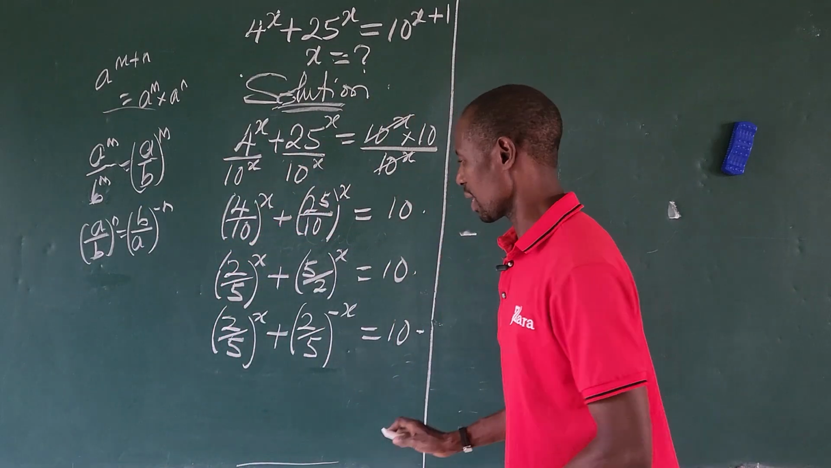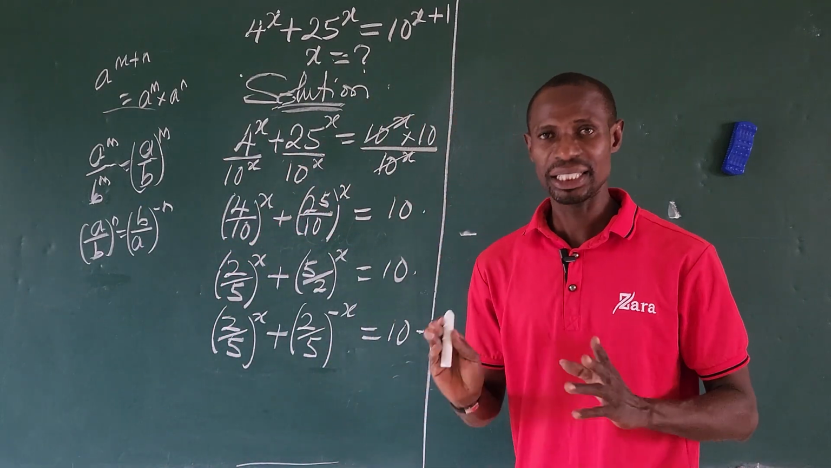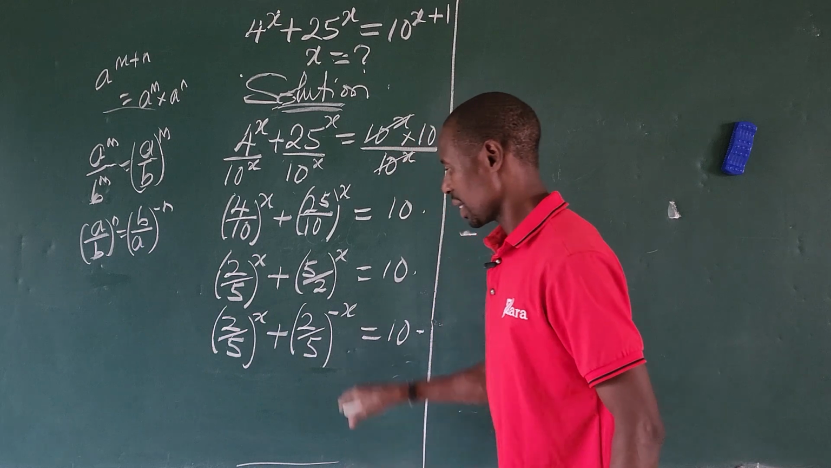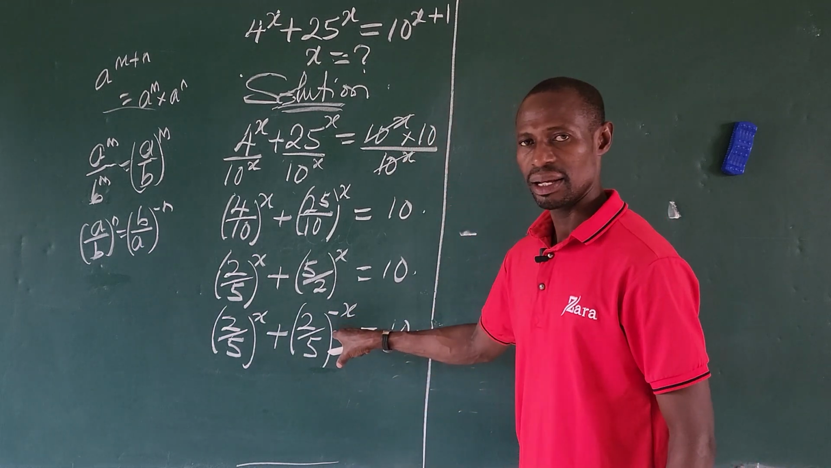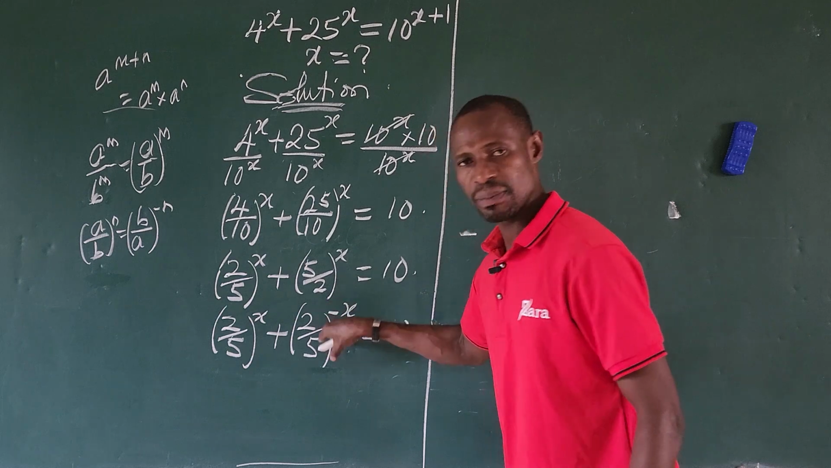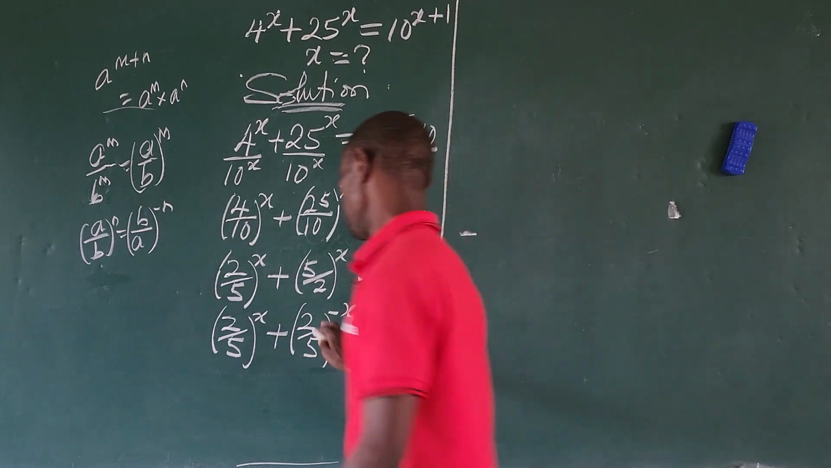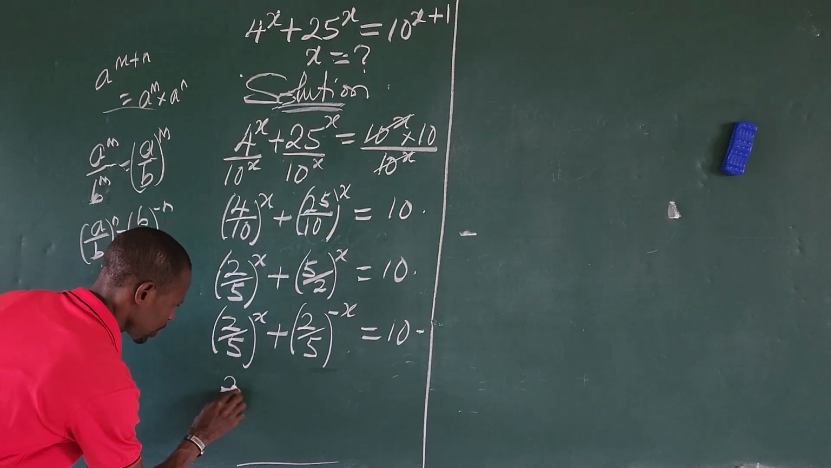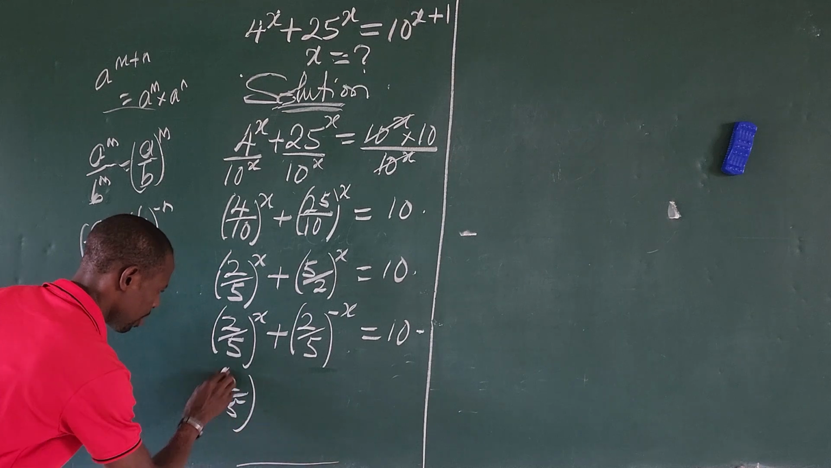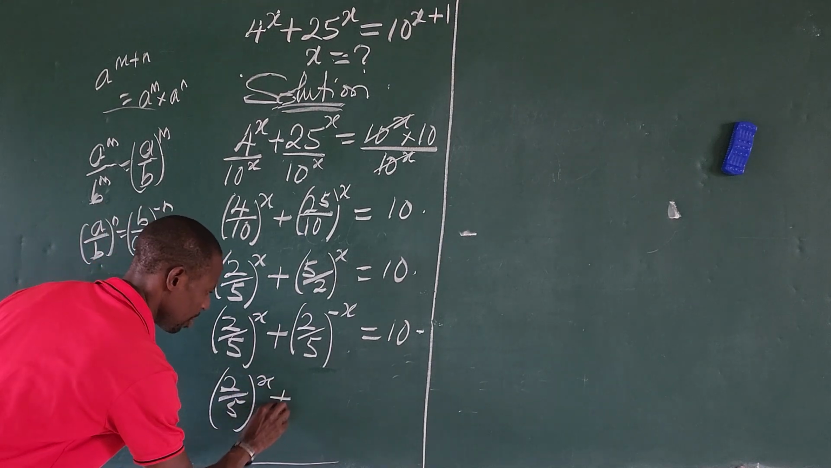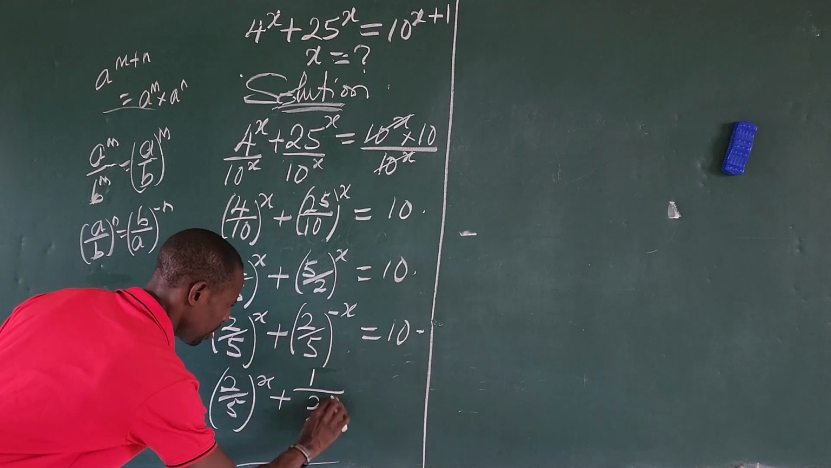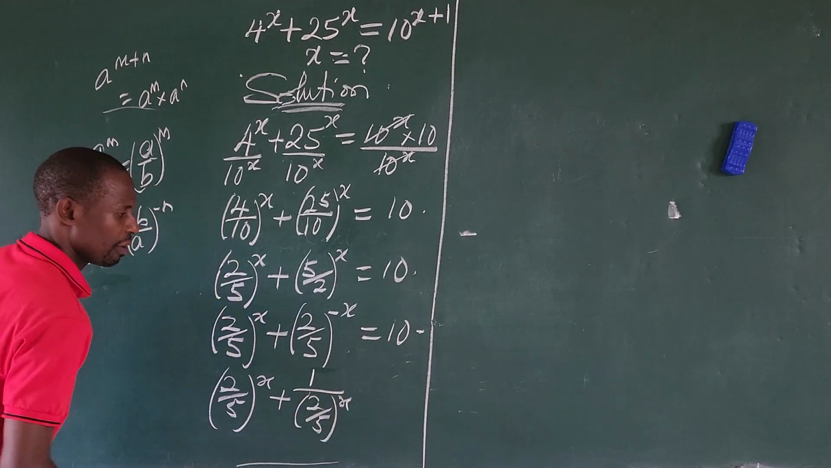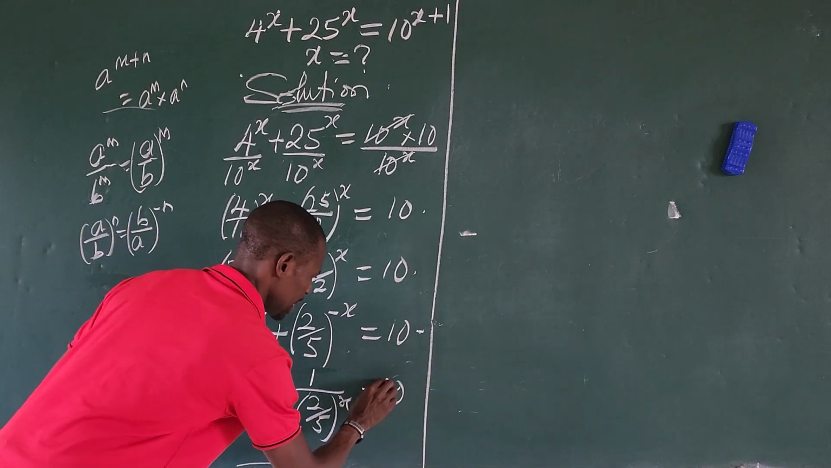Okay, so now let's look at this. We still have a slight difference between this and this. Here it's having a minus sign, so we just have to eliminate this minus sign by introducing the reciprocal of this. In other words, we want to rewrite this. So this could be written as 2 over 5 all raised to the power of x plus 1 over 2 over 5 all to the positive power of x. This is equal to 10.